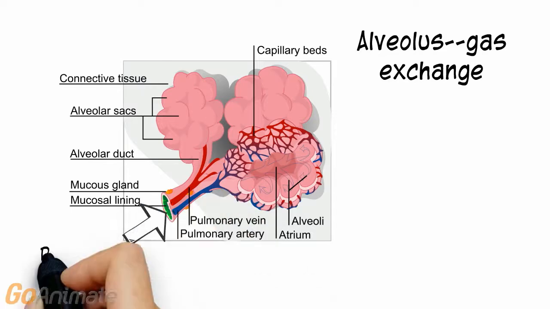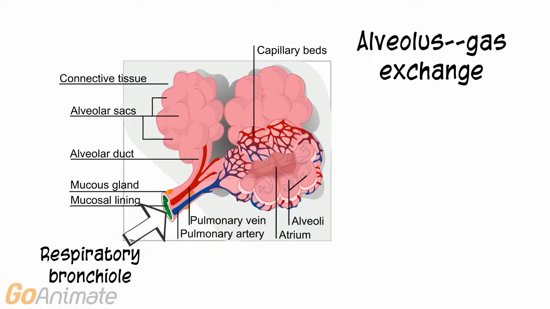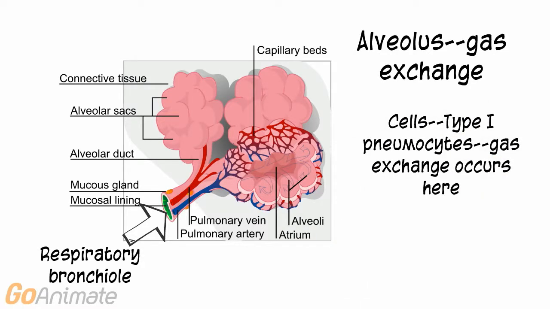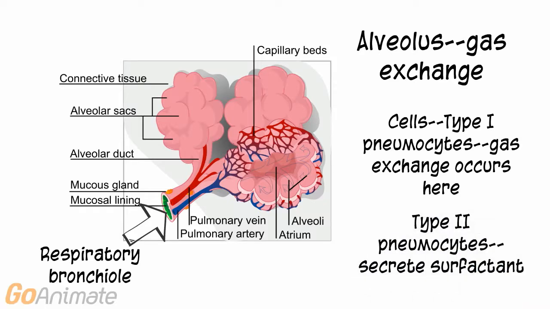Air from the tiny respiratory bronchioles reaches the alveolar ducts and flows into the alveolus, the functional unit of the lung where gas exchange occurs. The alveolus contains type 1 pneumocytes, where gas exchange occurs. It also contains type 2 pneumocytes that secrete surfactant. Surfactant is a substance that reduces surface tension to keep the lungs from collapsing.